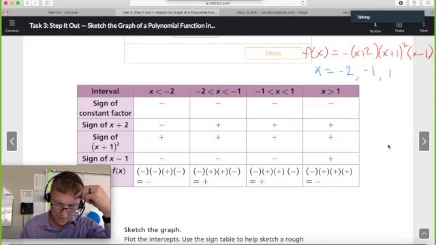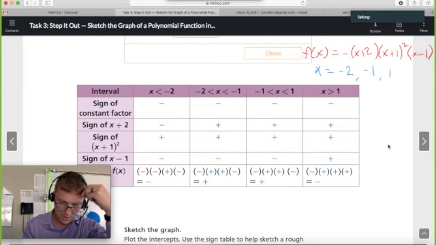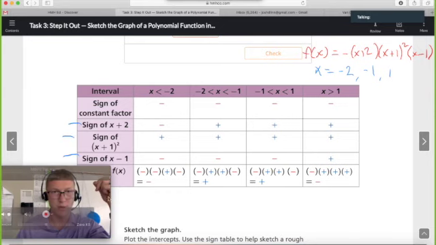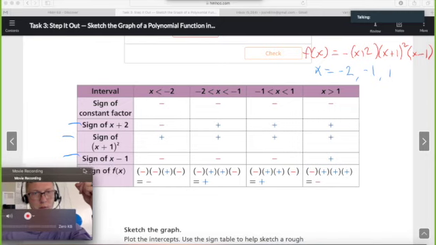So sign of, and again, down here it's all of the factors. We can get my face out of the way.